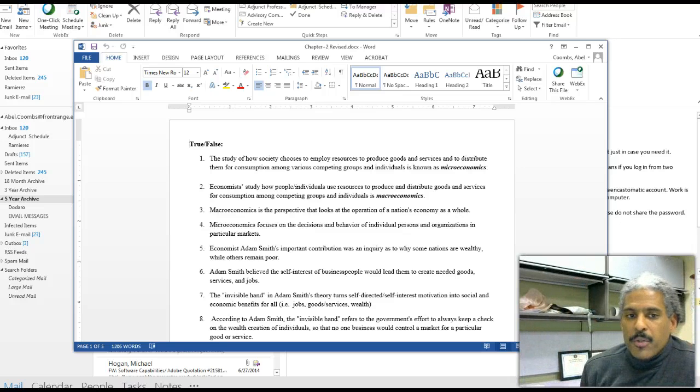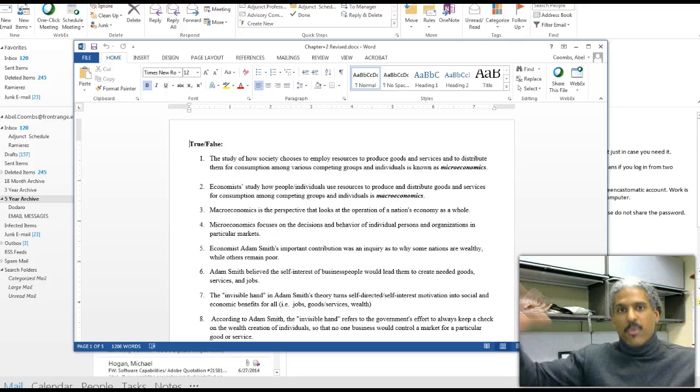Number 1, Chapter 2. The study of how society chooses to employ resources to produce goods and services and to distribute them for consumption among various competing groups and individuals is known as microeconomics. False. Microeconomics is to the individual. What are individuals doing? The big picture, macro, the society.